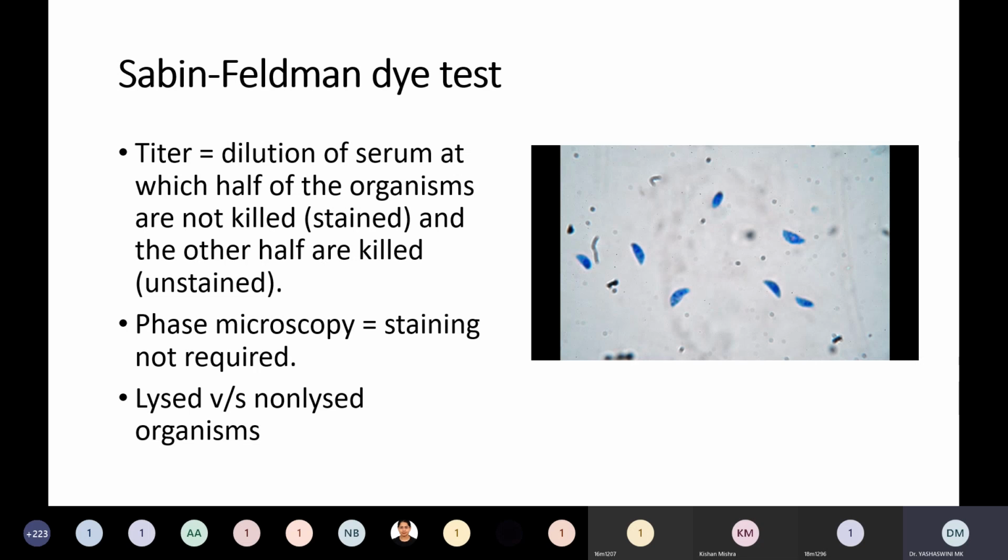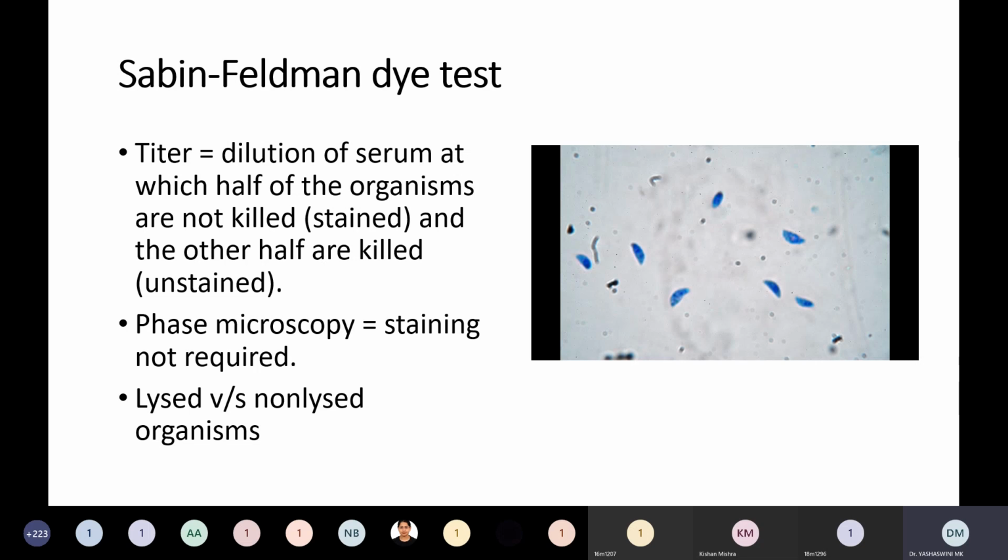Okay. So as you can see in the picture, based on the titer, you can give the titers by dilution of the serum, at which half of the organisms are not being killed and the other half has been killed. So based on that, you will give the titer amount.